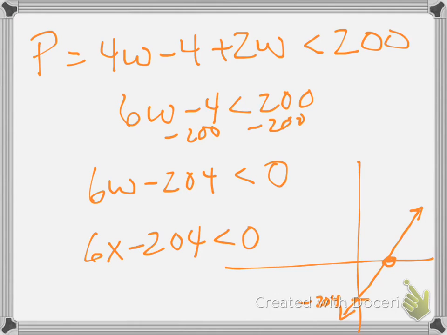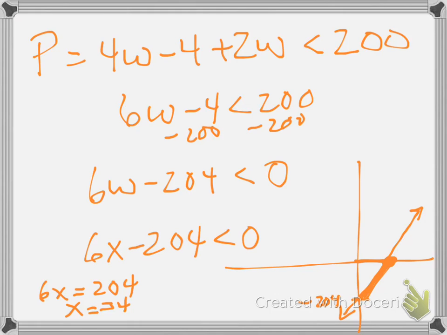So this is a linear function. When we graph it, we'll find that the 0 occurs when 6x equals 204, or when x equals 34. Right? So when w equals 34, that's when my function changes from being less than 0 to greater than 0, and we want the width to be less. We want the perimeter to be less than 200, so we need the width to comply with that. So for these x values, these w values, our perimeter is less than 200.